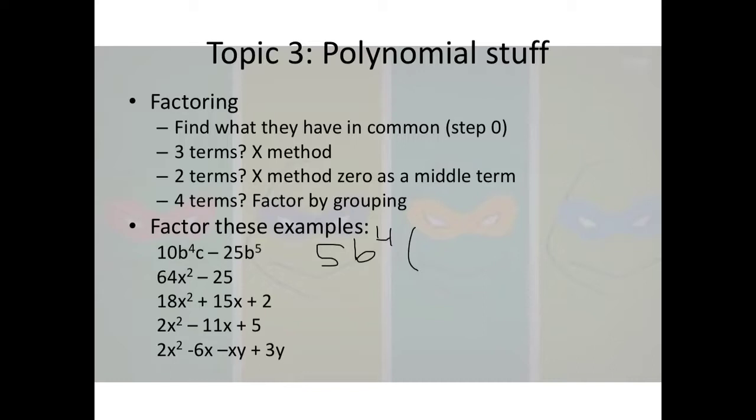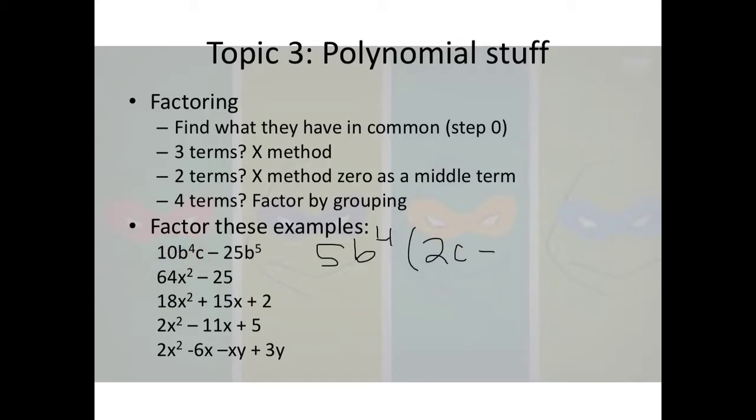So the question is, 5 times what will give us 10? The answer is 2. b to the 4th times what will give us b to the 4th? Well, we don't even need anything extra to get that. But we do need to come up with a c, so let's carry that over. So this is 2c. Notice that if you distributed this, it would get exactly back to what we wanted. Okay, that's what factoring is.